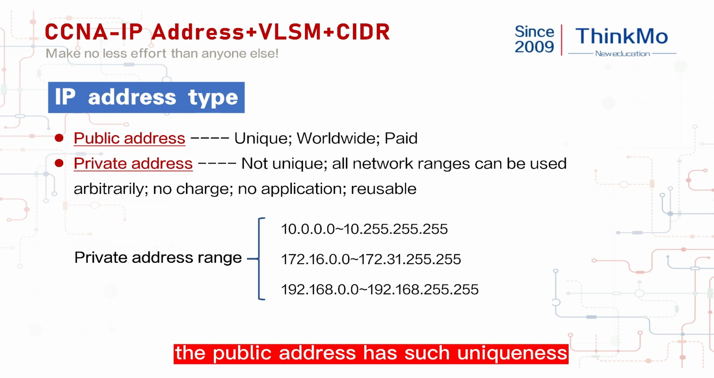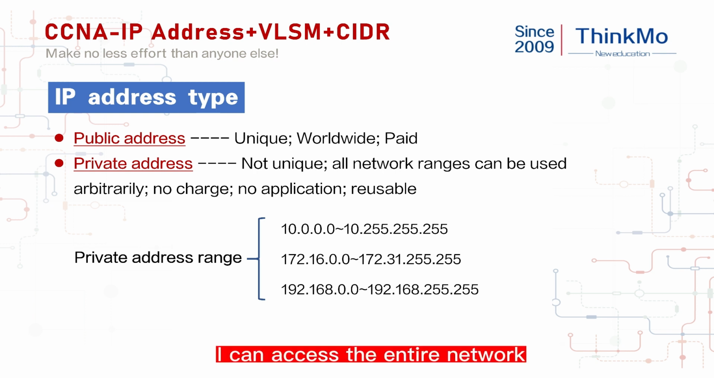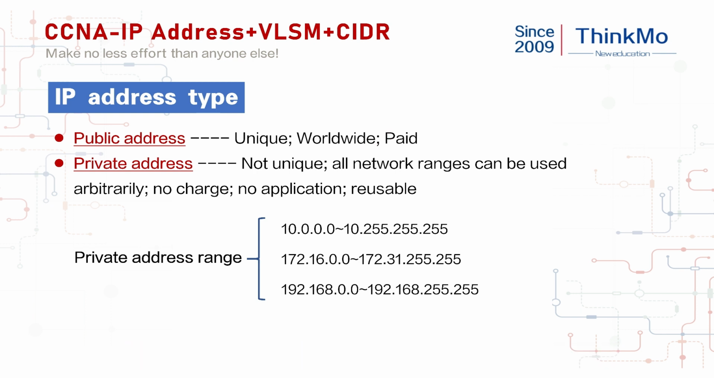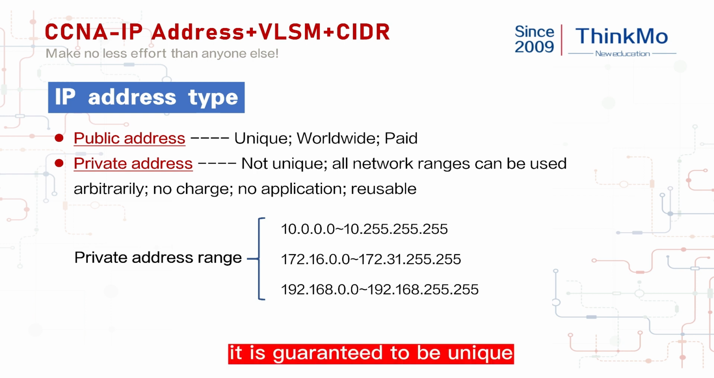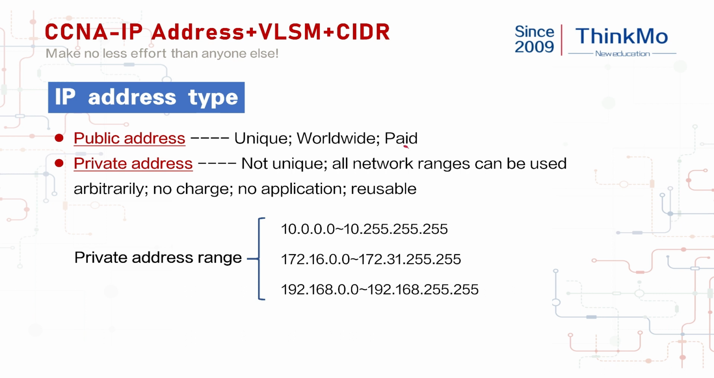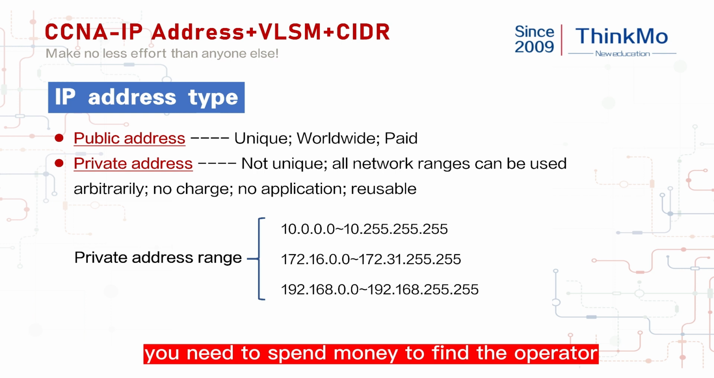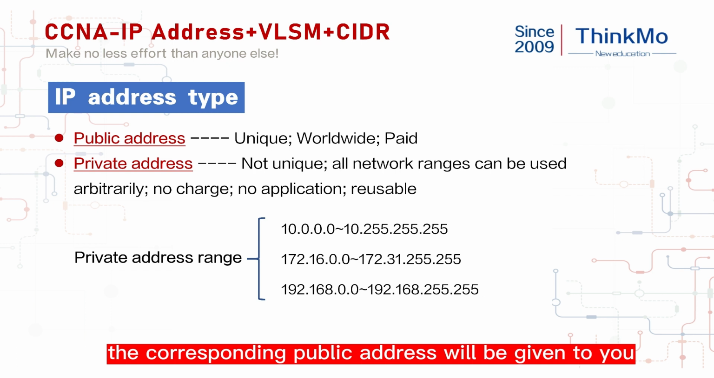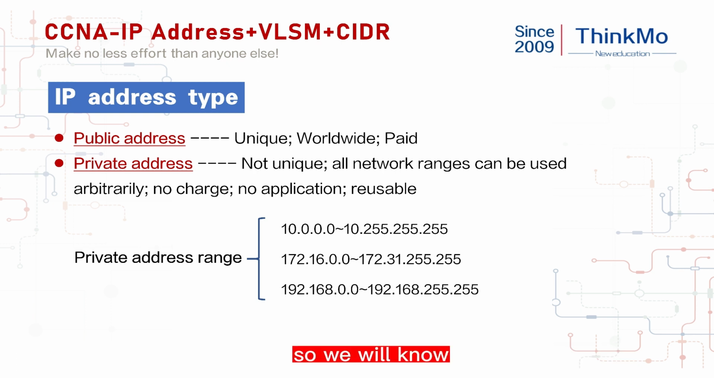The public address has such uniqueness. It can access the entire network, that is, in the internet as a whole, I can locate only your device. Its uniqueness is guaranteed worldwide. But usually you have to pay for this. You need to spend money to find the operator to handle the corresponding service, and then the corresponding public address will be given to you. So we will know.